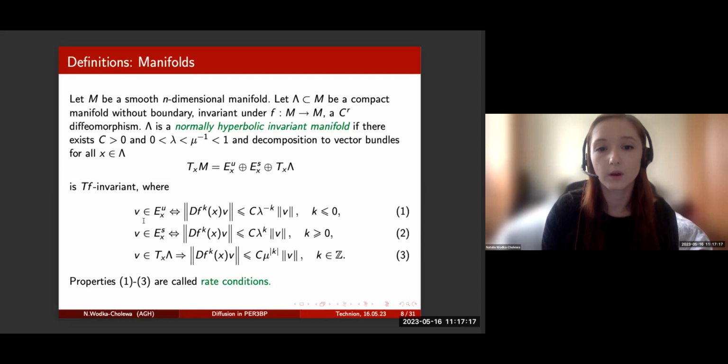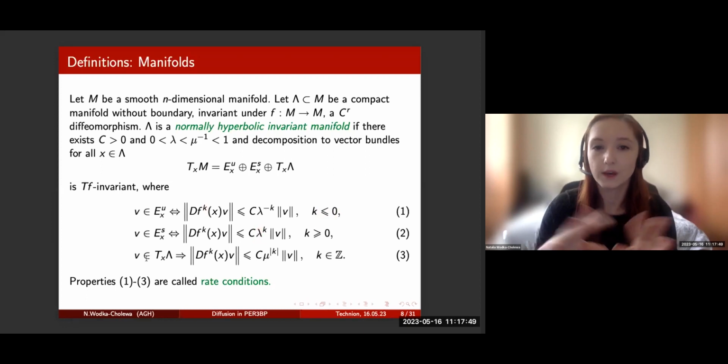And as you see below, we have some rate conditions. When you have the vector from this EU, that means backward in time it's a contraction, because k is less than 0, so backward in time it's a contraction with the rate lambda. And for ES, we have a contraction forward in time, k is greater than 0, and we have rate lambda.